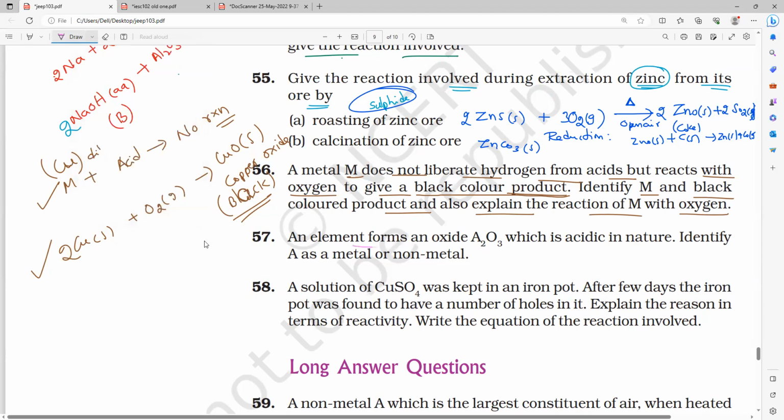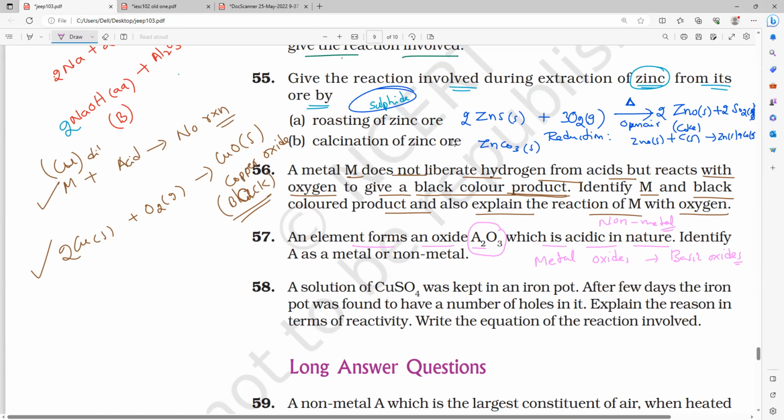An element forms an oxide A2O3. See, this is not a compound, guys. Remember, some element which will form an oxide, that is A2O3, and which is acidic in nature. So from that itself, you will understand. Acidic in nature means it is a non-metal or metal, everybody? Non-metal. Because all the metal oxides are what? Basic. Metal oxides are basic oxides. Non-metal oxides are either acidic oxides or neutral oxides.